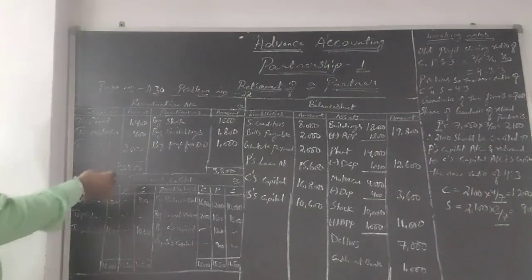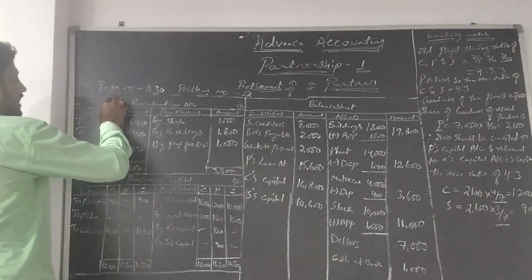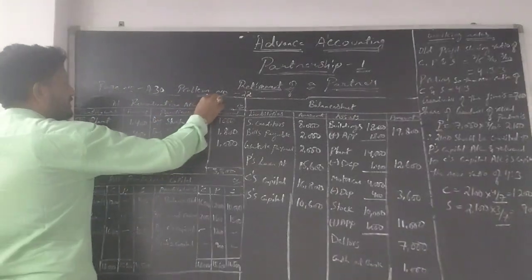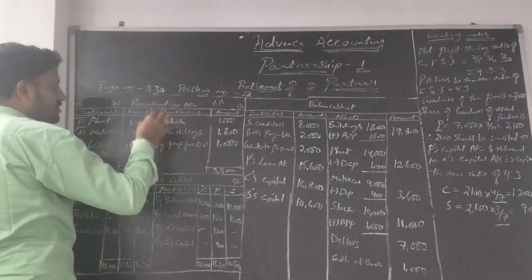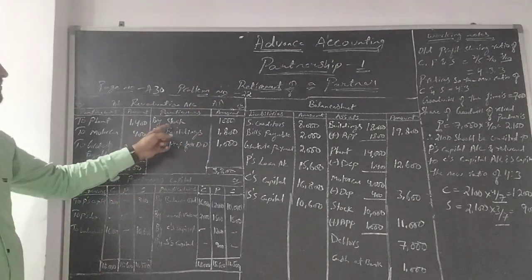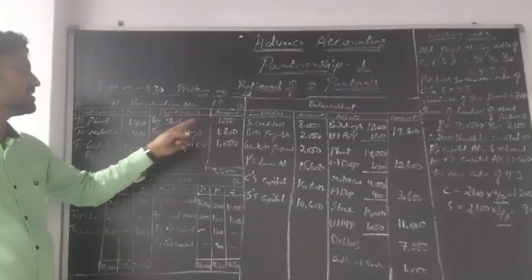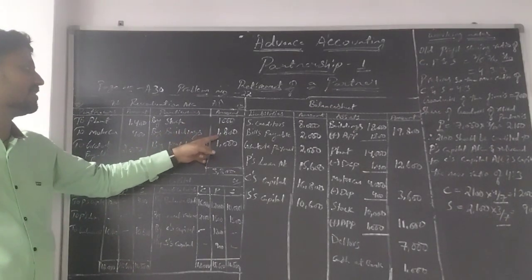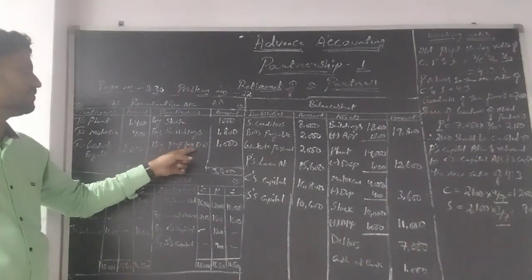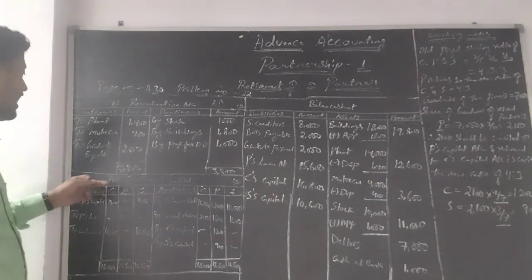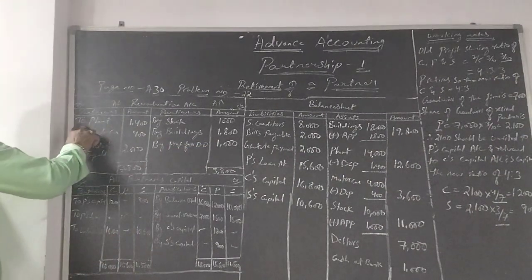Always remember very well: if the asset value decreases, write it on the debit side. If the asset value increases, write it on the credit side. So now the stock value is increasing by 1,000, so write it on the credit side. Building value is going to be appreciated by 1,100, and profit is 1,000.